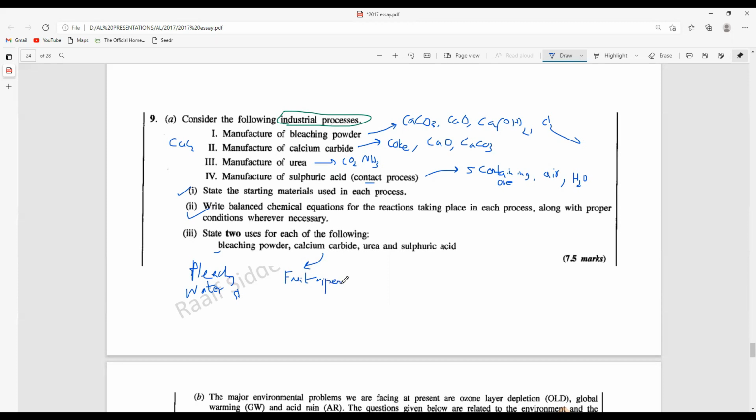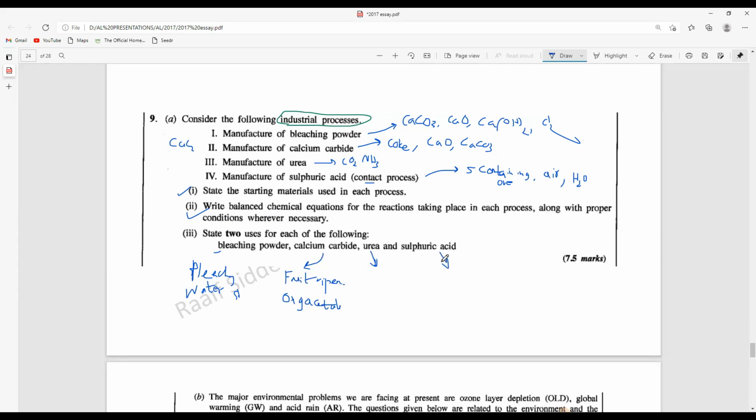So we use this for fruit ripening, and we also use this calcium carbide, if you remember, to form the oxyacetylene flame. Because you can use calcium carbide to form acetylene, then use that for the oxyacetylene flame. Okay, this is another one. And urea, you use it as a fertilizer rich in nitrogen, or you can use it for urea formaldehyde polymer, so fertilizer or polymer.